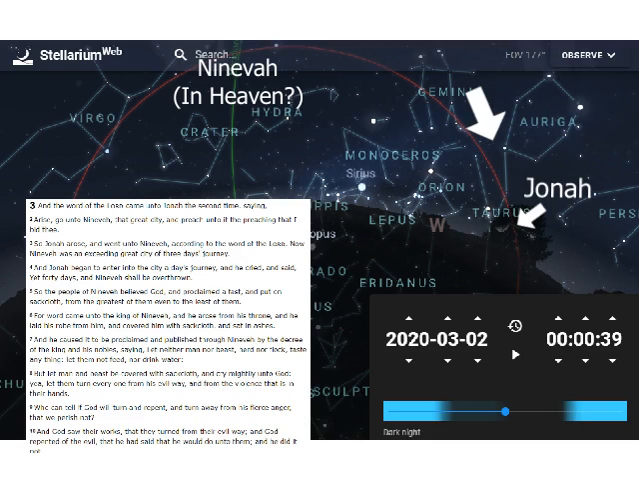Oh, there we go. And put on sackcloth, from the greatest of them even to the least of them. So, okay, this is already referencing the same type of season of sacrifice imagery, right? Let's continue. For word came unto the king of Nineveh, and he arose from his throne, and he laid his robe from him, and covered him with sackcloth, and sat in ashes.